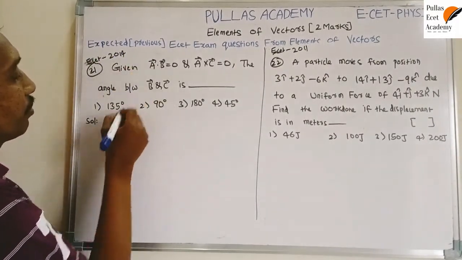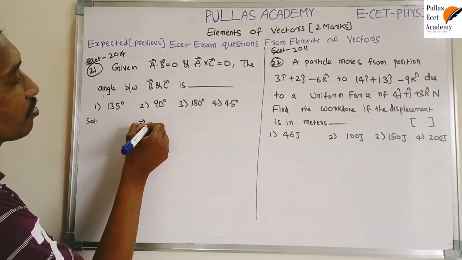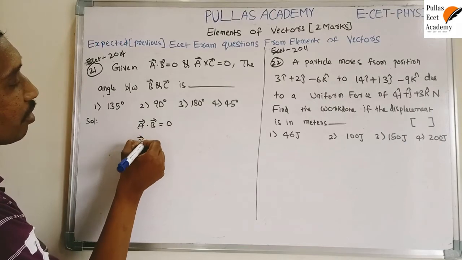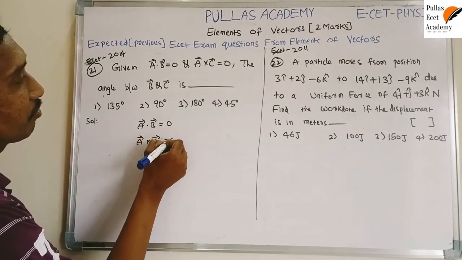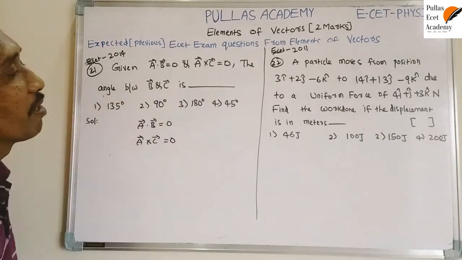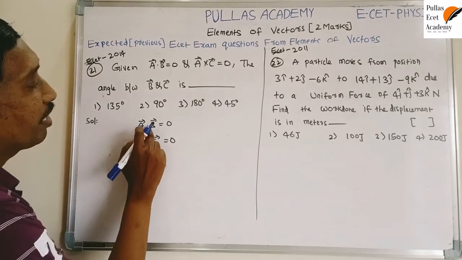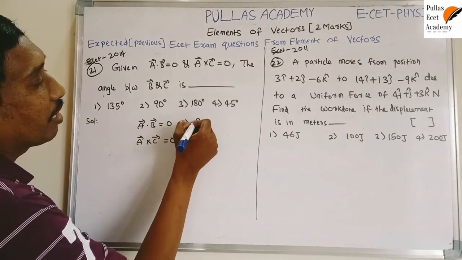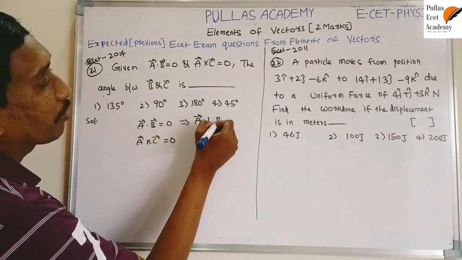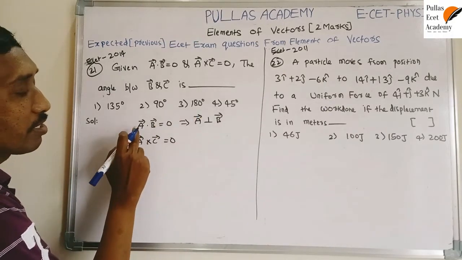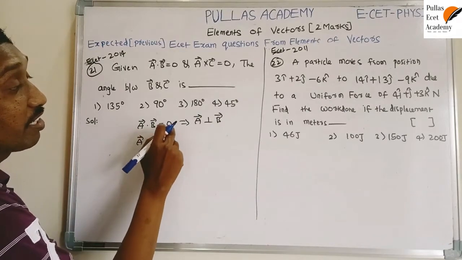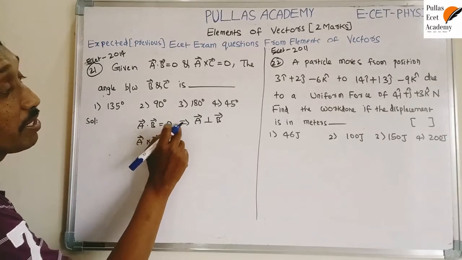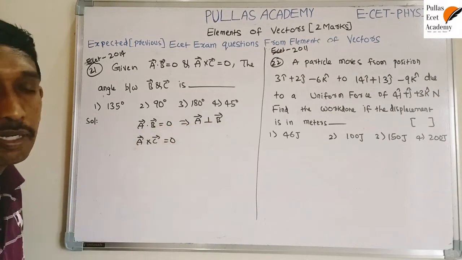Here a bar dot b bar is equal to 0 is given. And the second one given is a bar cross c bar is equal to 0. The angle between b bar and c bar is asked. Listen to me. If a bar dot b bar is equal to 0, then a bar is perpendicular to b bar. So the scalar product of two perpendicular vectors becomes 0. This is one of the properties. That's why here a bar dot b bar is equal to 0 means a bar is perpendicular to b bar.